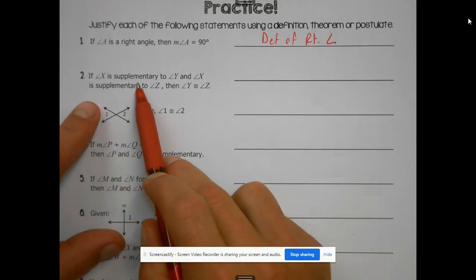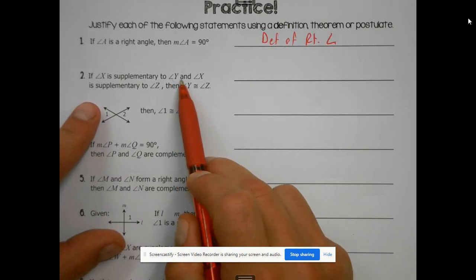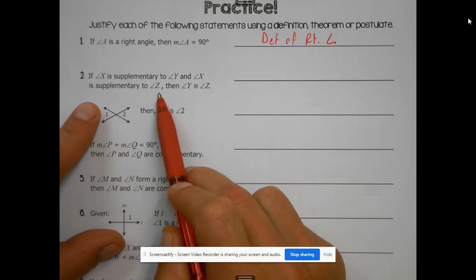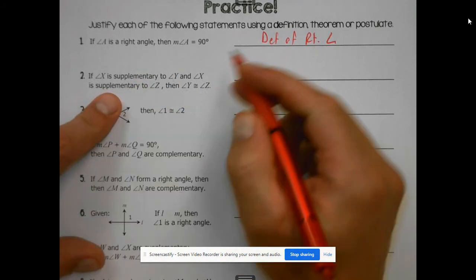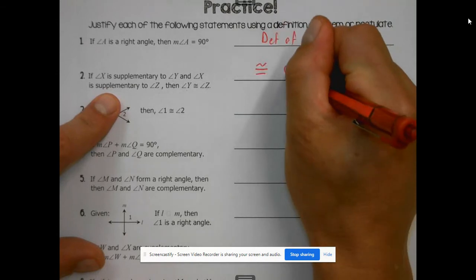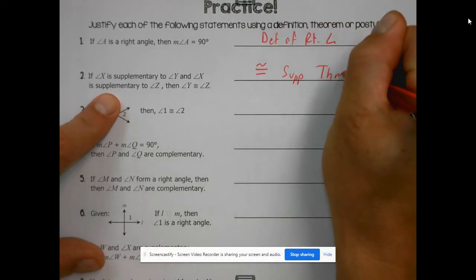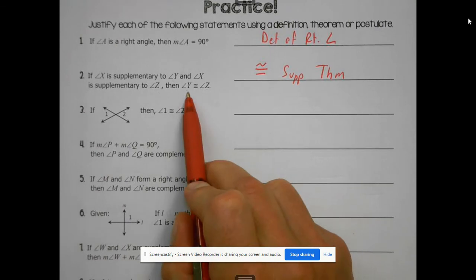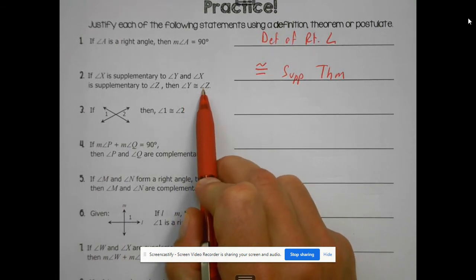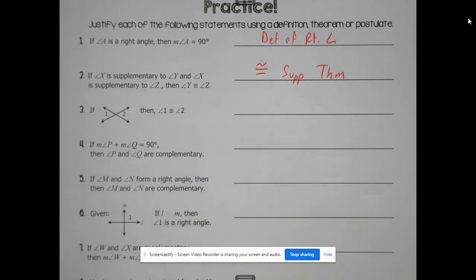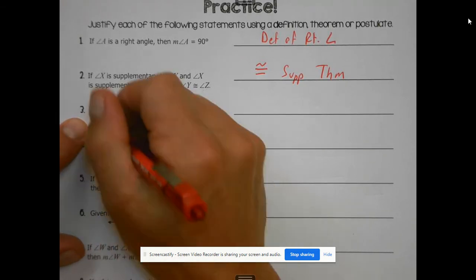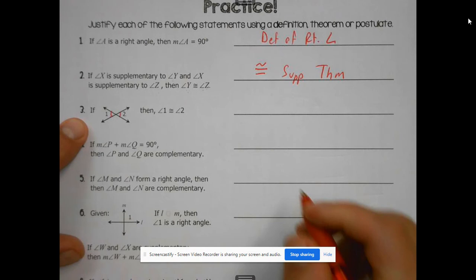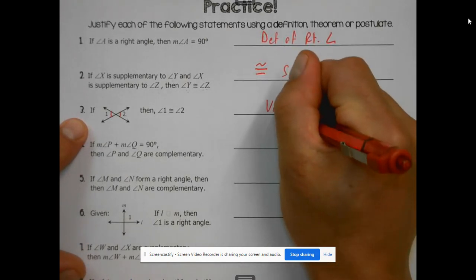Number 2, just talked about it. If X is supplementary to Y and X is supplementary to Z, then Y has to be the same as Z. Congruent supplements theorem. Abbreviate congruent supplements theorem. If these 2 angles are supplementary to the same angle, which is X, then these guys have to be congruent to each other, same measurement. Number 3, just look at the picture. What types of angles are these? The vertical angles. And it says 1 is congruent to 2, vertical angles theorem.